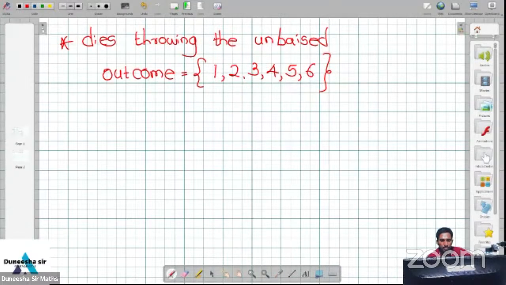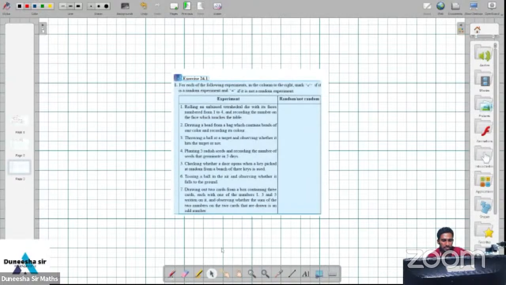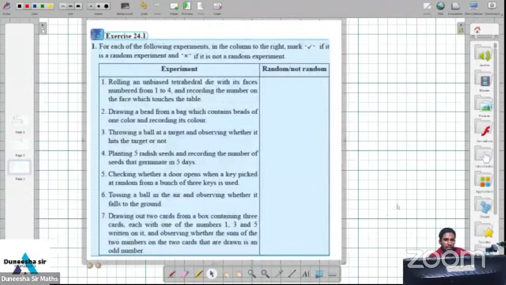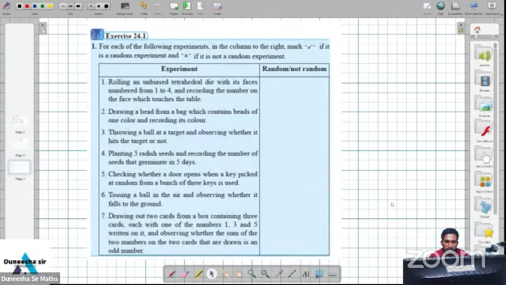Okay. Now I am going to discuss the random events. For each of the following experiments, in the column to the right mark a right if it's a random experiment, and a cross mark if it's not a random experiment. What is the first one? Rolling an unbiased tetrahedral die with its faces numbered from 1 to 4 and recording the number on the face which touches the table. Is it random?